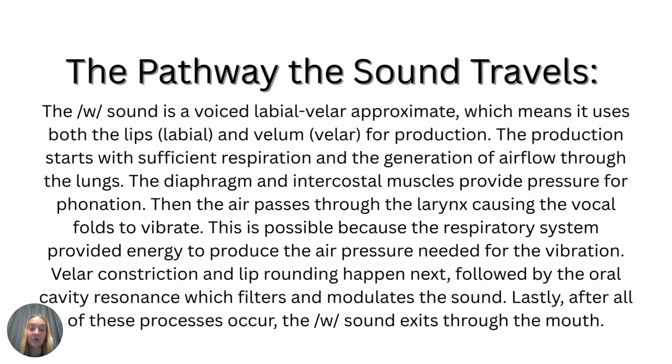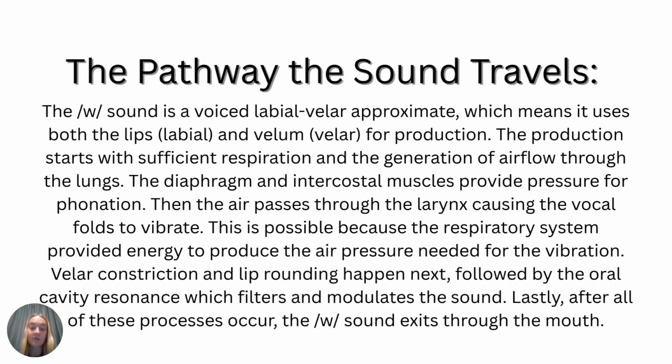The pathway the sound travels. The W sound is a voiced labial velar approximant, which means it uses both the lips (labial) and velum (velar) for production. The production starts with sufficient respiration and the generation of airflow through the lungs. The diaphragm and intercostal muscles provide pressure for phonation.